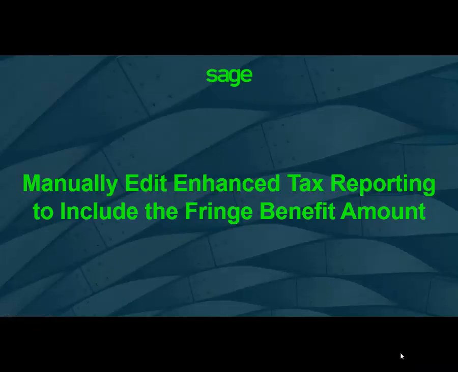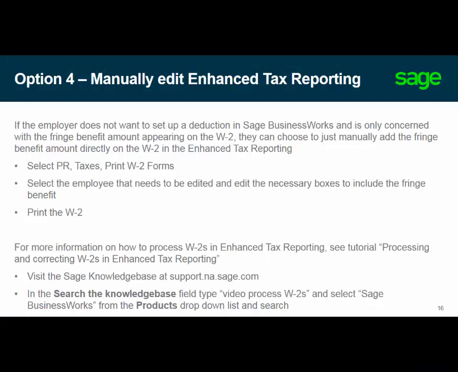The last option that we are going to look at is how to manually edit enhanced tax reporting to include the fringe benefit amount. Here is an overview of how to manually edit enhanced tax reporting to include the fringe benefit amount. Once we review the steps, we will go into a live demonstration on how to set this up.